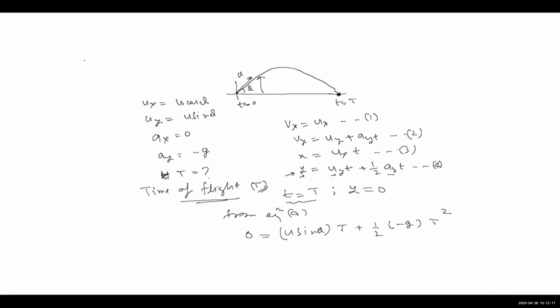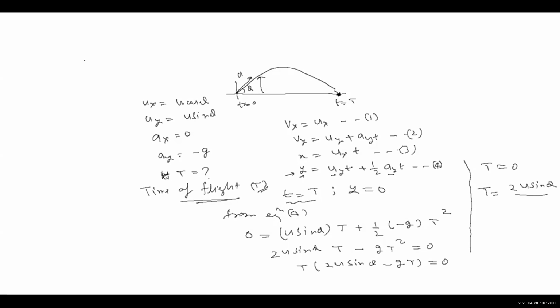multiply karenge, 2u sine theta into capital T minus g T square is equal to 0. Let's take T common. It will be T times (2u sine theta minus small g T) is equal to 0. The equation 4 gets converted to this equation, and this equation has only one unknown, which is capital T. From this equation, we will get two values for capital T. One value is T equals 0. If T is 0, this equation is 0. And the second value of capital T will be equal to 2u sine theta upon g.